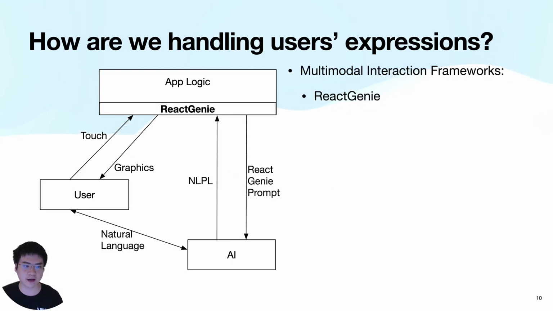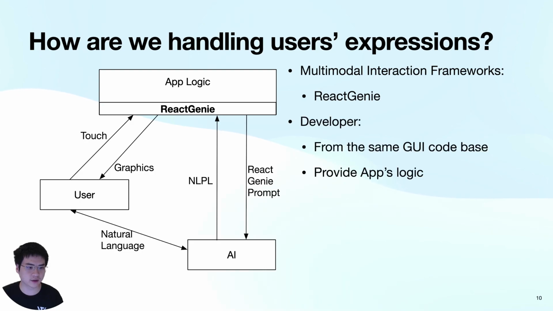So what if we can apply the same approach of a graphical user interface framework to multimodal interfaces? Today I propose ReactGenie, a multimodal interaction framework. ReactGenie extends the functionality of UI frameworks to generate an interface for multimodal interactions. For developers, it uses the same code base as graphical user interface code, which you're already familiar with, and that code provides the app's logic to the multimodal interface.